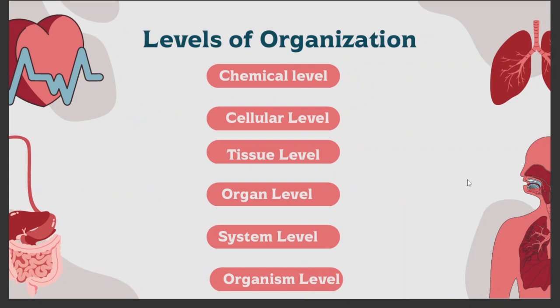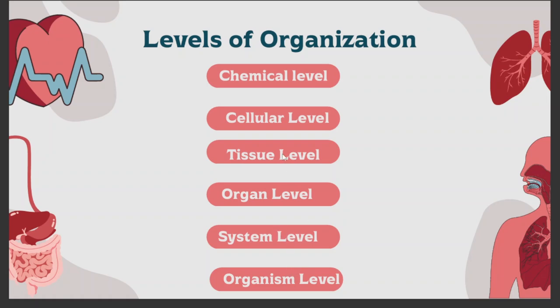Now we have the levels of organization. You have the chemical level, where you have water, molecules, atoms, right? Electrolytes. And then you have the cellular level. And you have millions of cells in the body, right? And then we have tissue. Take note that tissue is a collection of cells. Then we have organ. Organ is a collection of tissues. And then system is a collection of organs. And then an organism is a collection of systems.